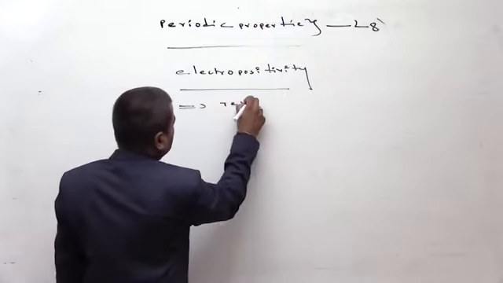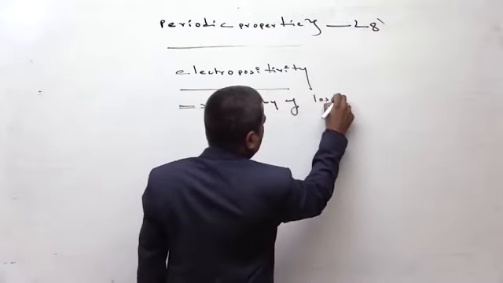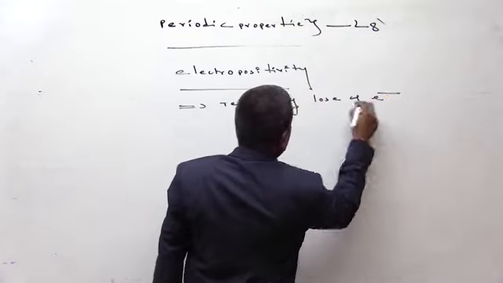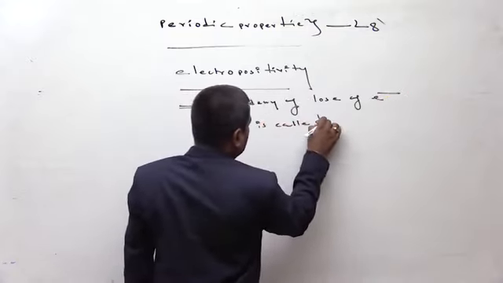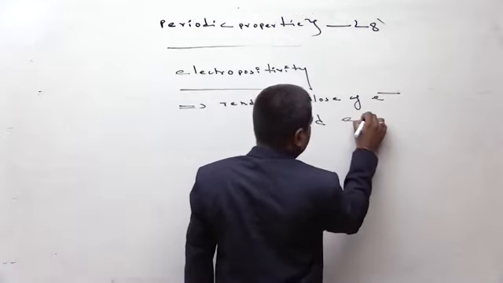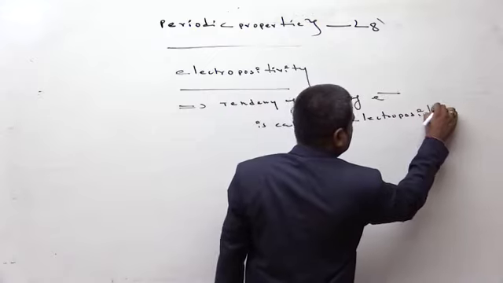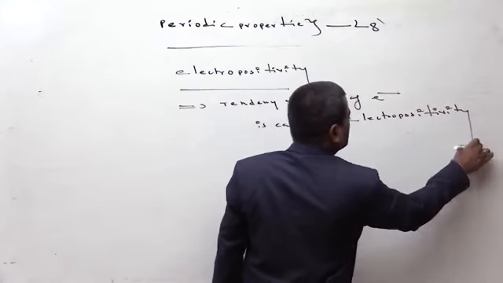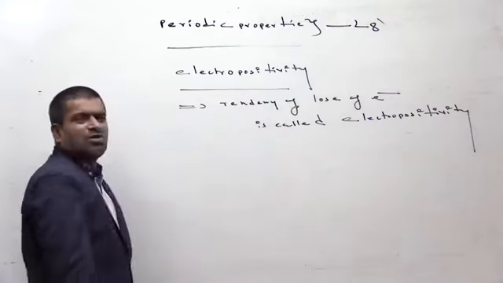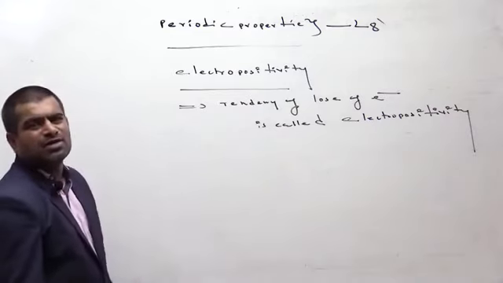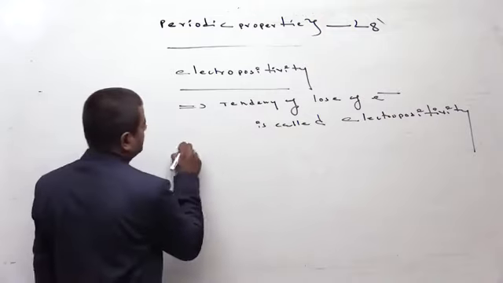Tendency of loss of electron is called electropositivity. Remember, in general, down the group electropositivity character increases, along the period electropositivity character decreases.